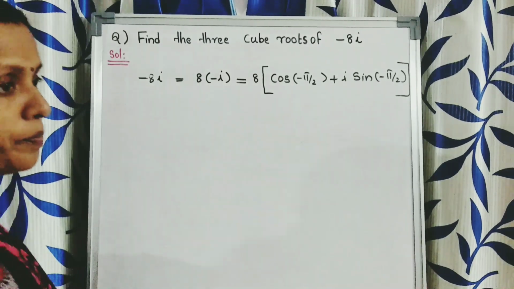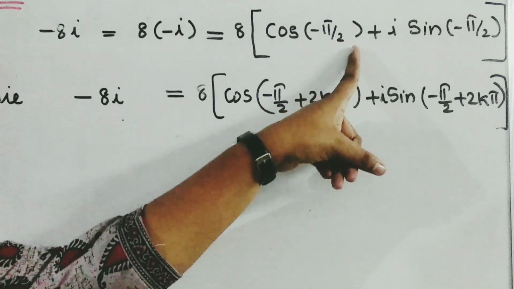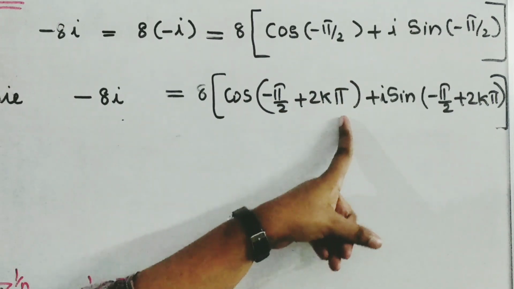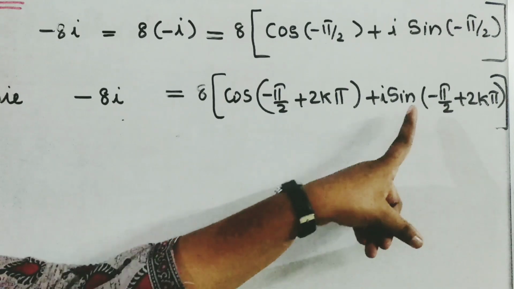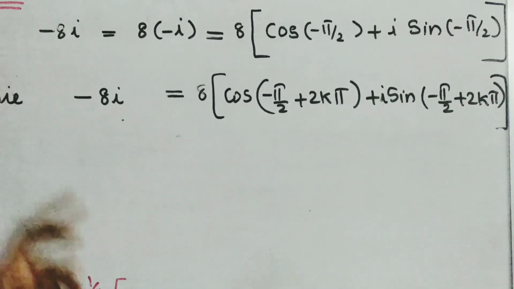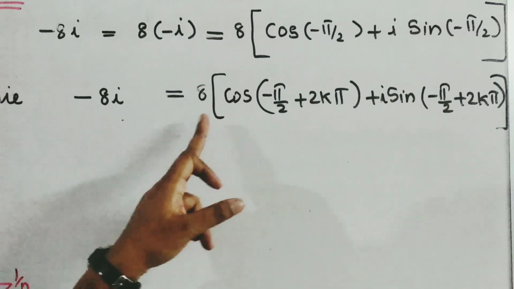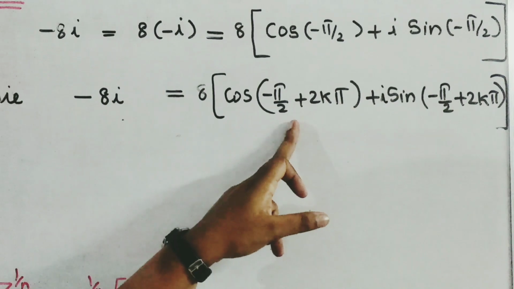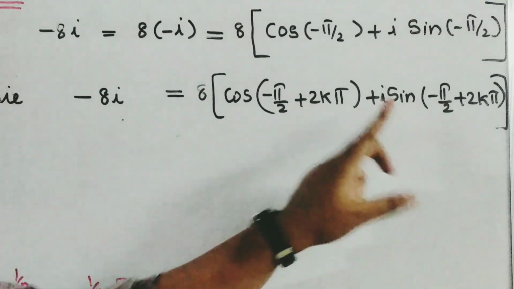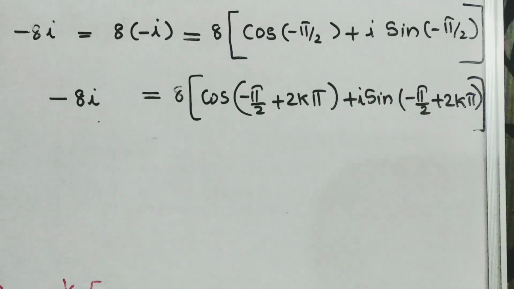It is similar to 8 into (cos of negative pi by 2 plus 2k pi, plus i into sin of negative pi by 2 plus 2k pi). That is, we can write negative 8i equal to 8 into (cos of negative pi by 2 plus 2k pi, plus i into sin of negative pi by 2 plus 2k pi).